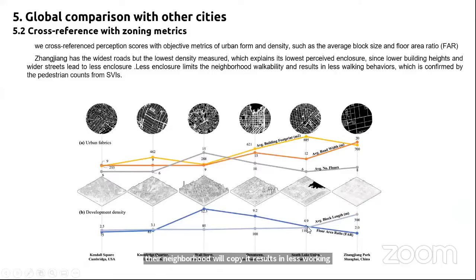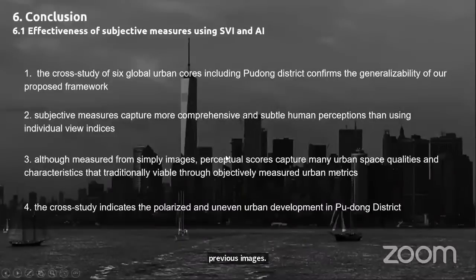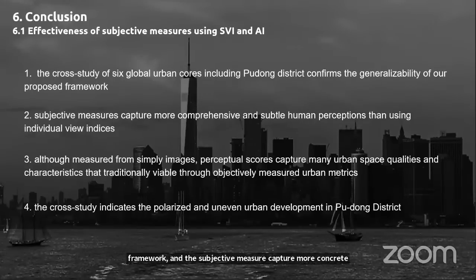It can be confirmed by the pedestrian counts from street view images. And in conclusion, in our research, the cross-study of 6 global urban counts, including Pudong district, confirms the generalizability of our proposed framework, and the subjective measure captures more comprehensive and subtle human perceptions than using an individual view index. Although measured from simple images, perceptual scores can capture many urban space qualities and characteristics of urban metrics.